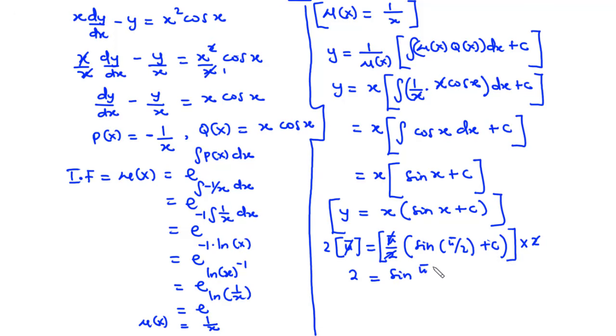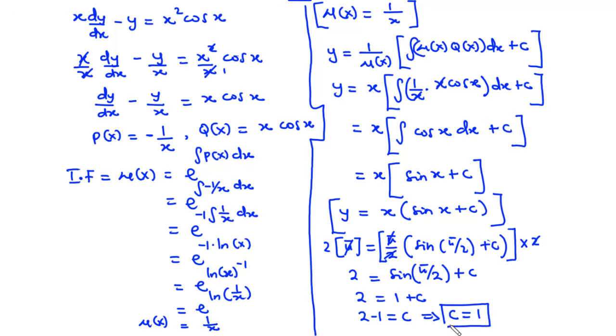sine pi on 2 plus c. So the value left here is 1. So 1 times everything here is still the same thing. Now sine pi on 2 is the same as sine 90, and then sine 90 is equal to 1. So we are going to have 2 equals 1 plus c, and then we transpose 1 to the left hand side. We have 2 minus 1, and that is equal to c. Therefore we have c to be equal to 1.